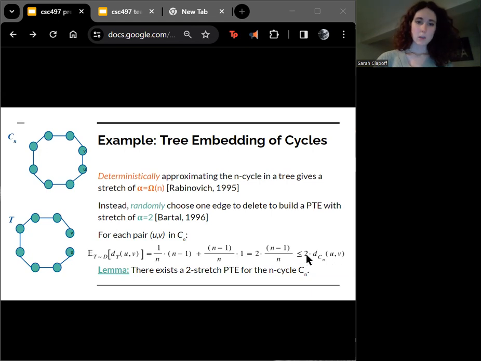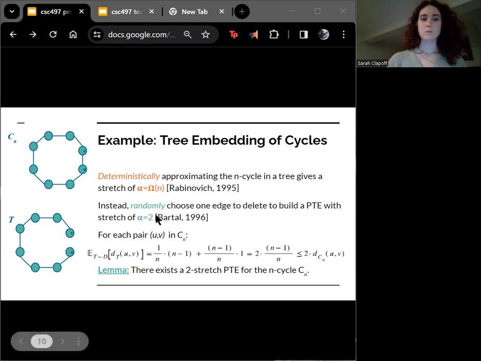And so from our definition of a PTE, we see that the expected distance for all trees on this distribution is less than 2 times the distance on this cycle. So the lemma is that there exists a 2-stretch PTE for the n-cycle Cn. And we can see here that by building a randomized PTE, we're able to lower the stretch significantly, from omega n to 2, which is pretty good.